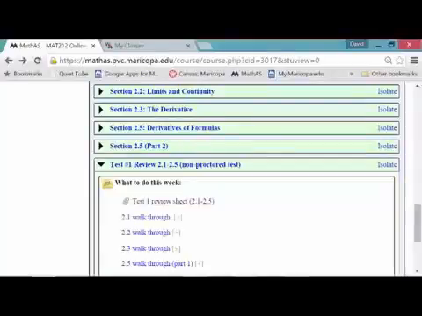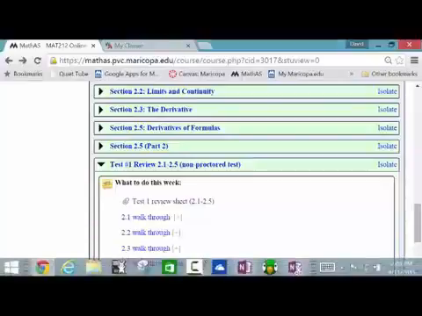Now, what is your test going to look like? Because this is the next most important part. How you prepare should be how you test. So I want you to understand what you're going to be seeing.